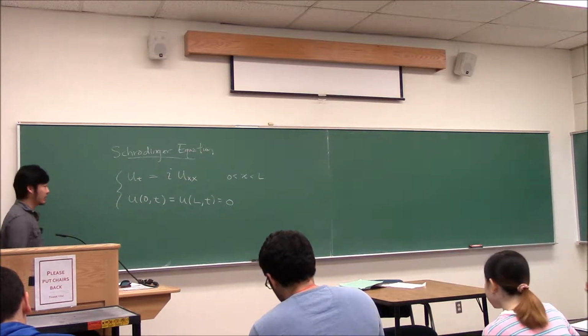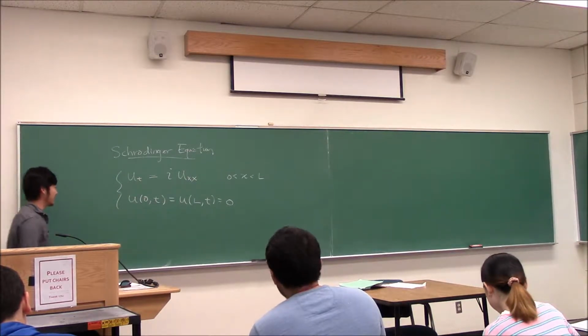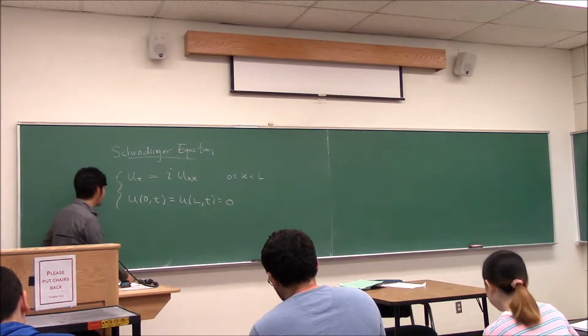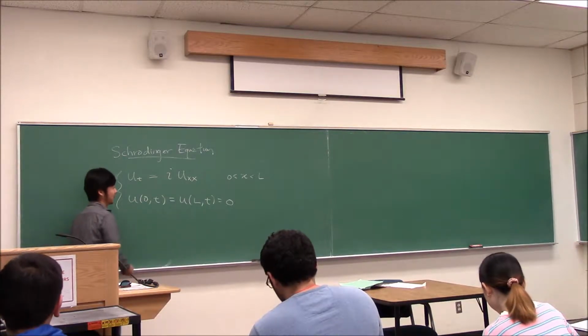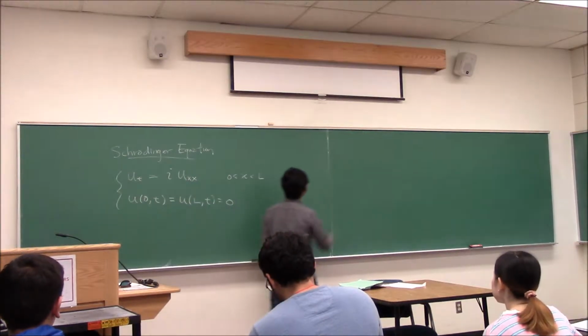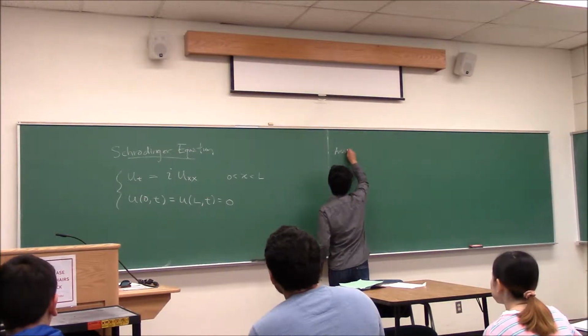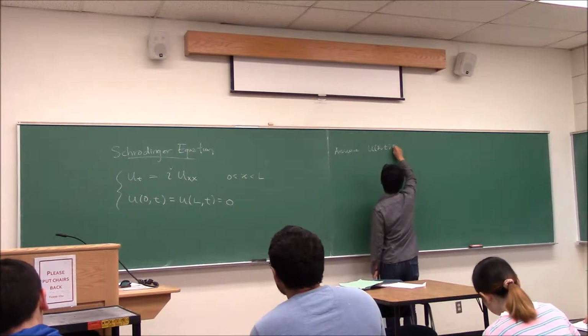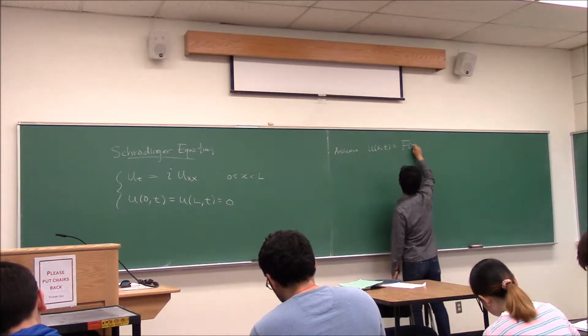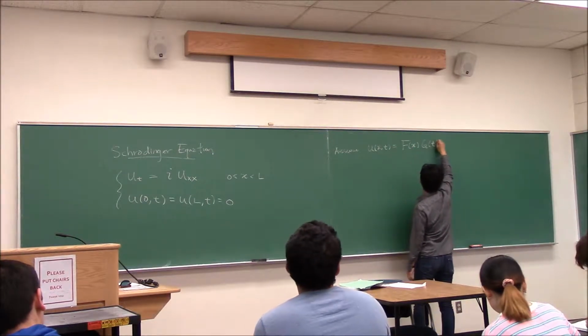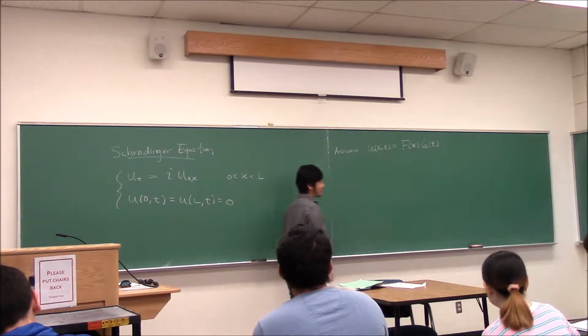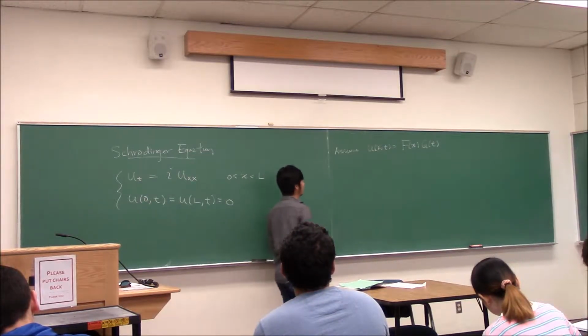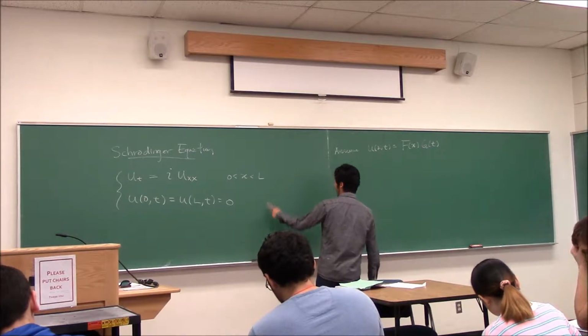Okay. And so let's derive the solution to this equation by using separation of variables. So assume that your solution is of the form f of x times g of t. Okay. So this is a big assumption, but we're going to do that anyways. And so now let's plug it into this equation.